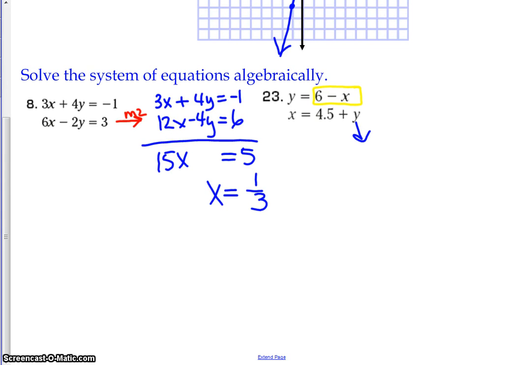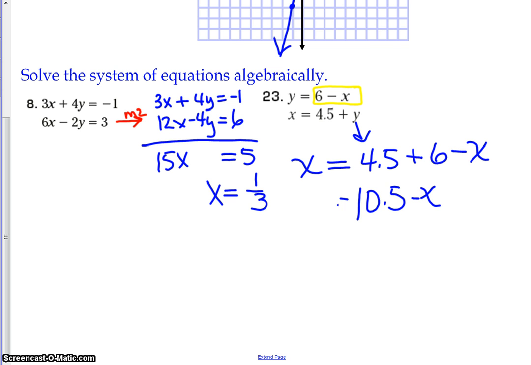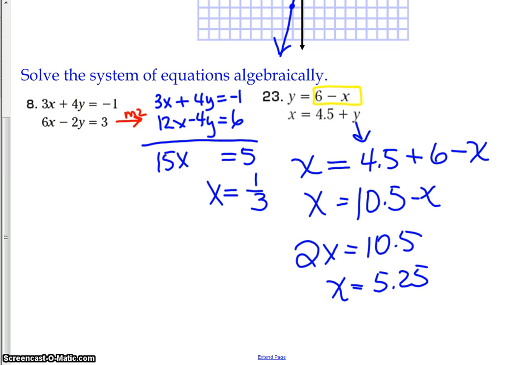So what I'm going to do is write this second equation, x equals 4.5 plus, and then instead of having the y, I'm going to write 6 minus x. The 4.5 plus the 6 is 10.5 minus x. When I add x to both sides, I get 2x equals 10.5. Divide both sides by 2. x equals 5.25. So I got an answer of 5.25 and 1/3. You could put 0.33 for the 1/3. I'm going to leave it as 1/3.